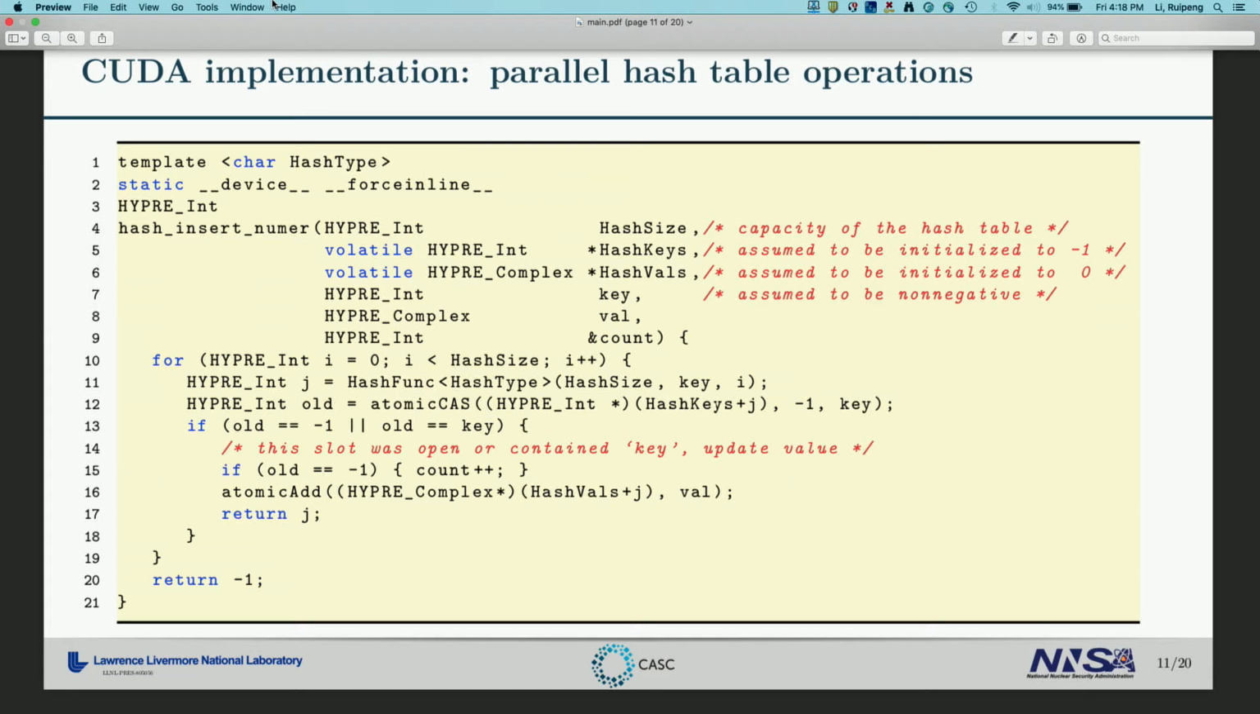In the outer for loop, this for i loop is actually the probing, because you cannot guarantee that each time you can successfully insert your value into the table. Each time you use your key and compute the hash function to compute the position j, and try to insert your key and value pair into that position. If it is -1, that means that position is empty, or that position happens to contain the same key as the one you want to insert, so you can just update. Otherwise, there has been a hash collision, so you have to keep probing. We have done some work on choosing different hash functions and different probing schemes, like linear or quadratic.